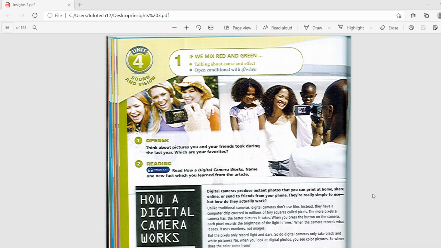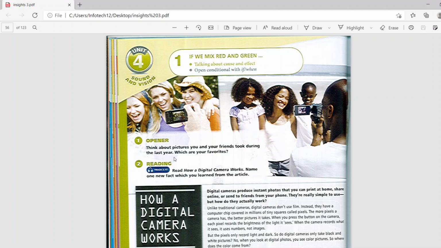This week, we're going to work with unit number 4, as you can see. In unit 4, we are going to talk about cause and effect and also open conditional with if or when. Okay, the open conditional, you're going to see that it's very similar to the zero conditional. It's going to be the same.